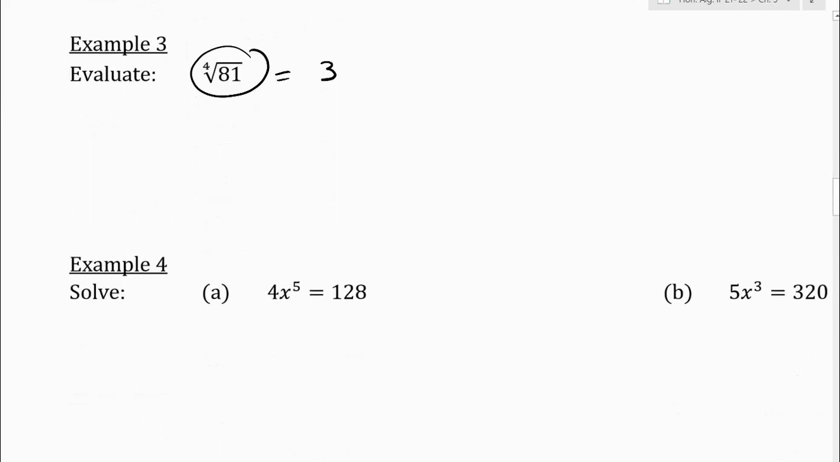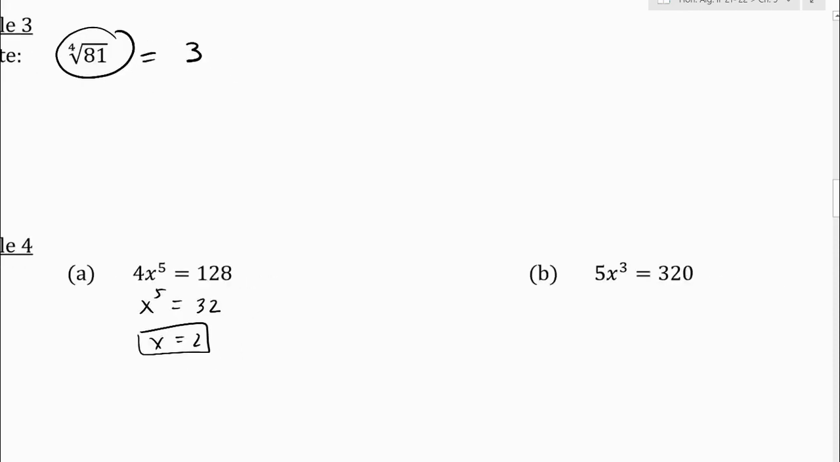Okay, but when you have problems like this, just like when we were solving them before, you're doing this in your head. So let's divide both sides by 4. What was that, 32? And you're saying, all right, what can I take to the 5th power and get 32? Well, there's only one thing. It's just a 2, because it's an odd power. There's only going to be the one answer.